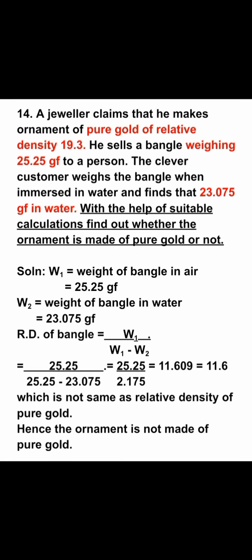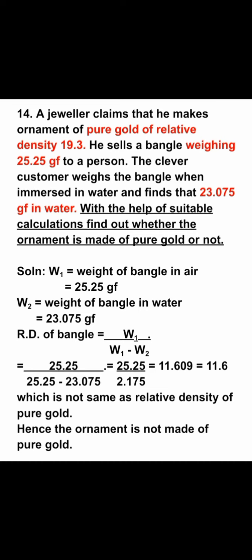Question number 14: A jeweler claims that he makes ornaments of pure gold of relative density 19.3. He sells a bangle weighing 25.25 gf to a person. The clever customer weighs the bangle when immersed in water and finds that it weighs 23.075 gf in water. With the help of suitable calculations, find out whether the ornament is made of pure gold or not.